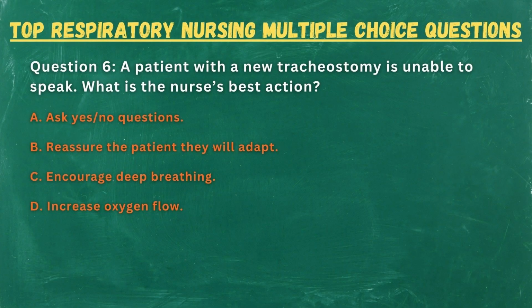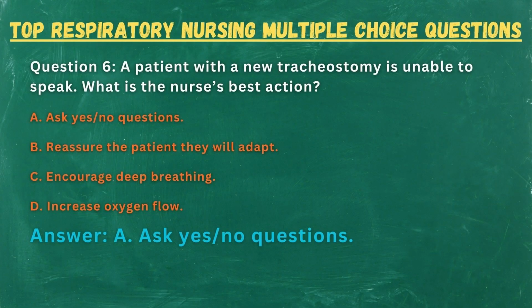Question 6. A patient with a new tracheostomy is unable to speak. What is the nurse's best action? A. Ask yes/no questions. B. Reassure the patient they will adapt. C. Encourage deep breathing. D. Increase oxygen flow. Answer. A. Ask yes/no questions.